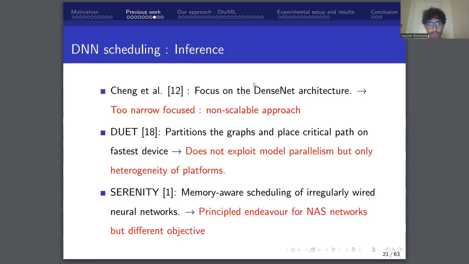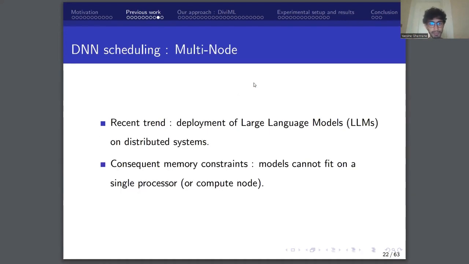Here is a quick summary of what I mentioned. The first work is too narrowly focused, working specifically for DenseNet. Second, it doesn't exploit model parallelism by doing this coarsening approach and works mainly around the critical path. And finally, one of the first works on NAS networks, offering a principled endeavor, is working for a different objective than ours.